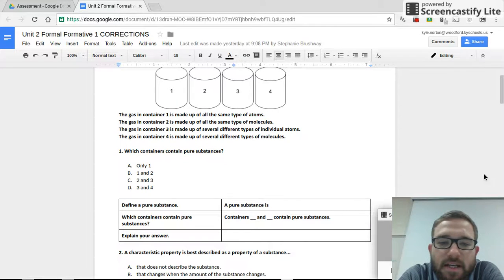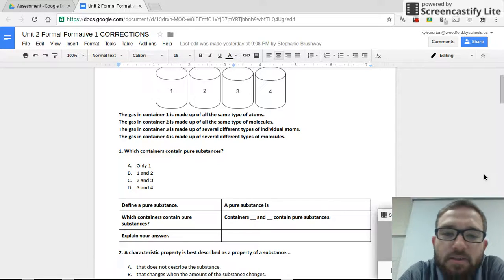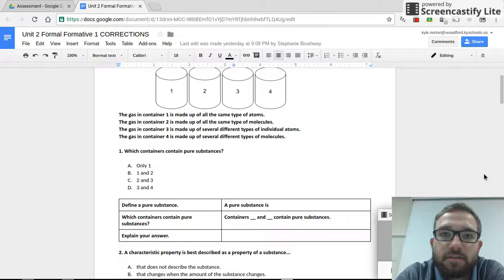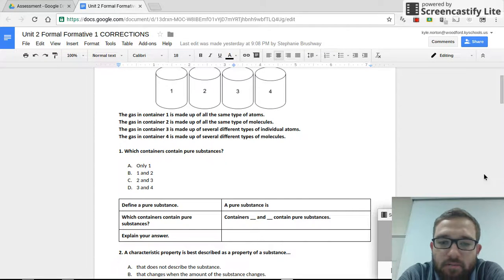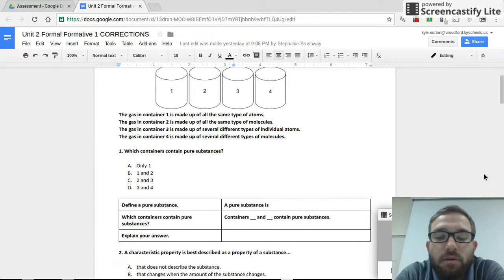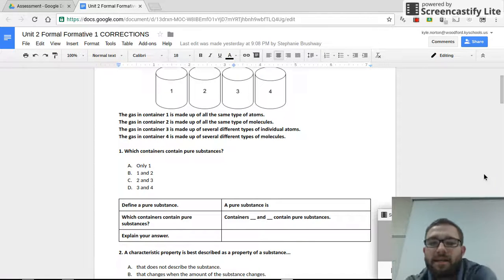And next, which containers contain pure substances? So if I know what a pure substance is, then I can identify that there are definitely 2 of those containers that contain pure substances. And then I want you to explain your answer because we all need to see that you all know how to explain why it is that the 2 containers contain pure substances. And that is question 1.